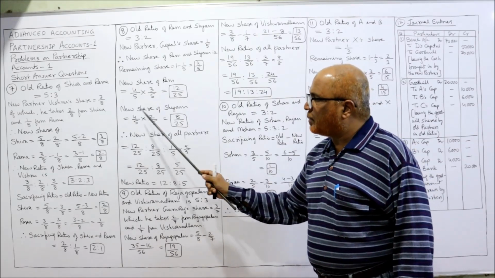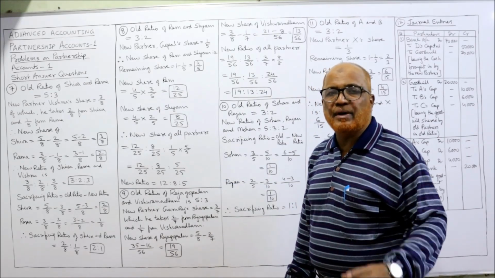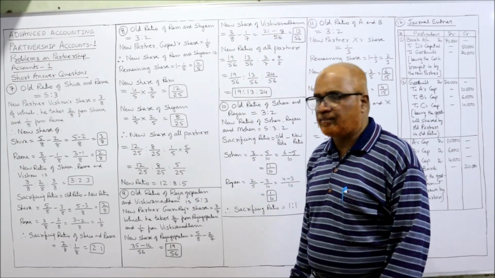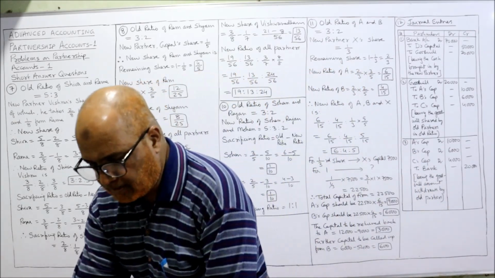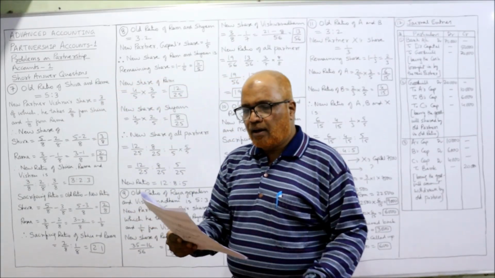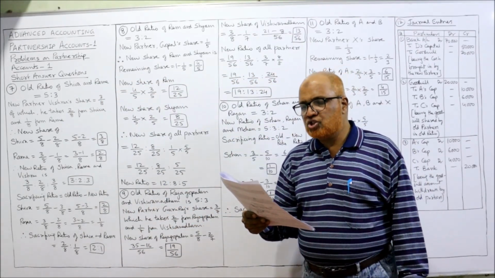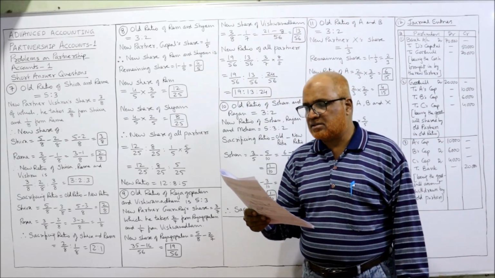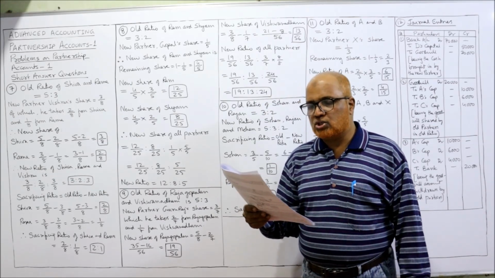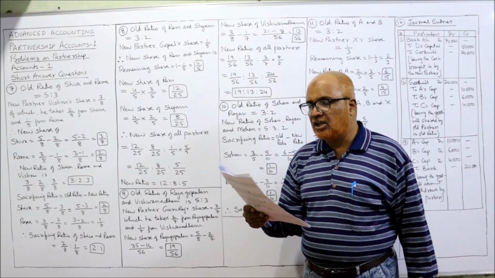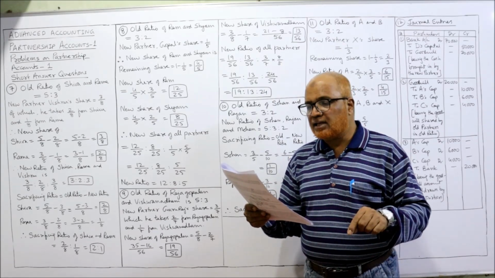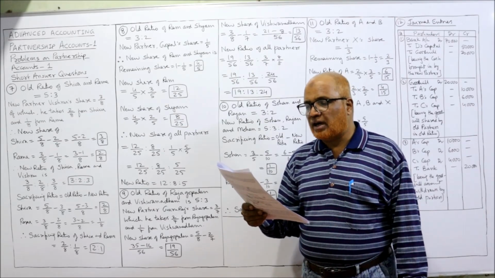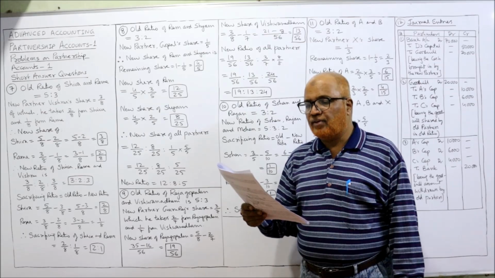So these two problems are entirely different. The method of calculating the new profit sharing ratio is entirely different for these two problems. Next, 9th problem. Rajagopalan and Vishwanatham share profits and losses in the ratio of 5 is to 3. They are the old partners. They admit Gururaj for a 3/7 share in the new firm, which he takes 2/7 from Rajagopalan and 1/7 from Vishwanatham. Calculate the new profit sharing ratio.